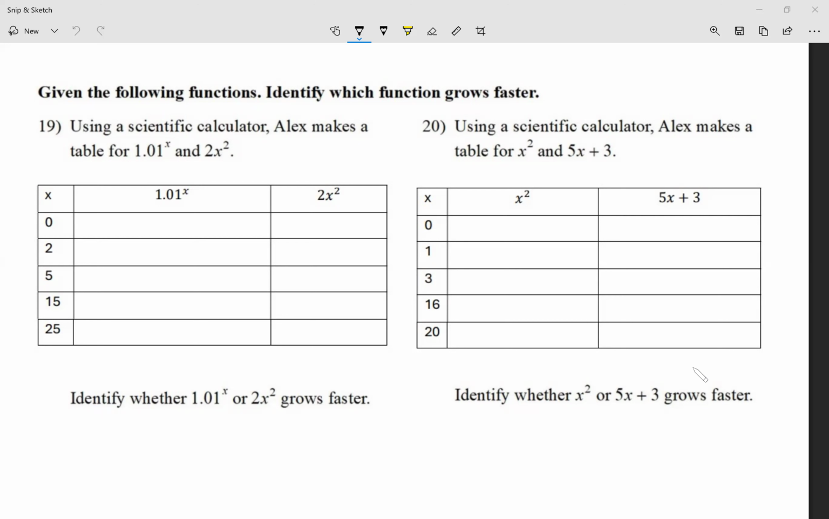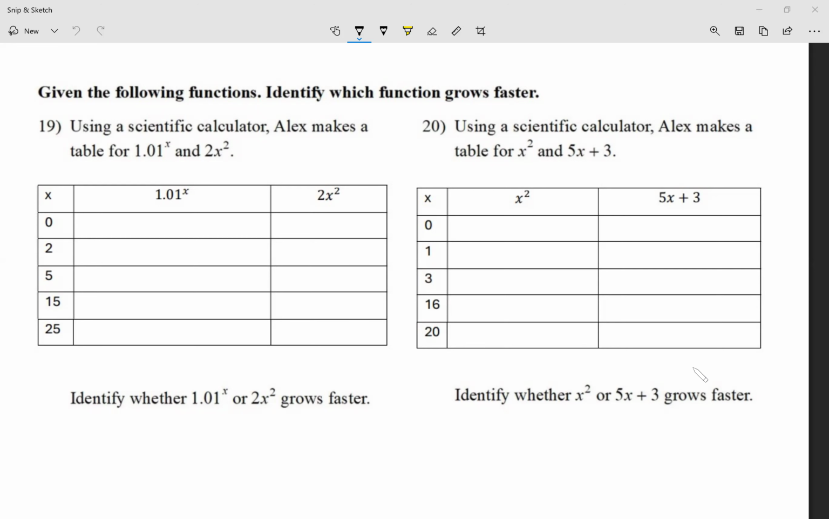Remember, you guys have links for our calculator on the left side. If you have a calculator at home, you can use that as well. I'm going to be using a calculator for this. So for question 19, use a scientific calculator. Using a scientific calculator, Alex makes a table for 1.01 to the x and 2 times x squared.